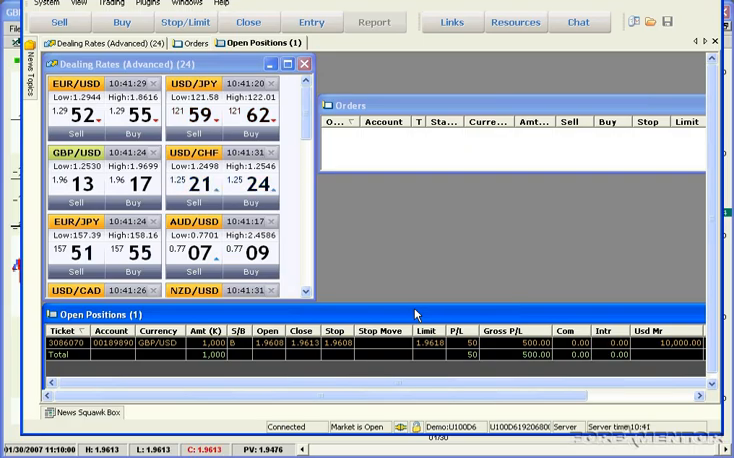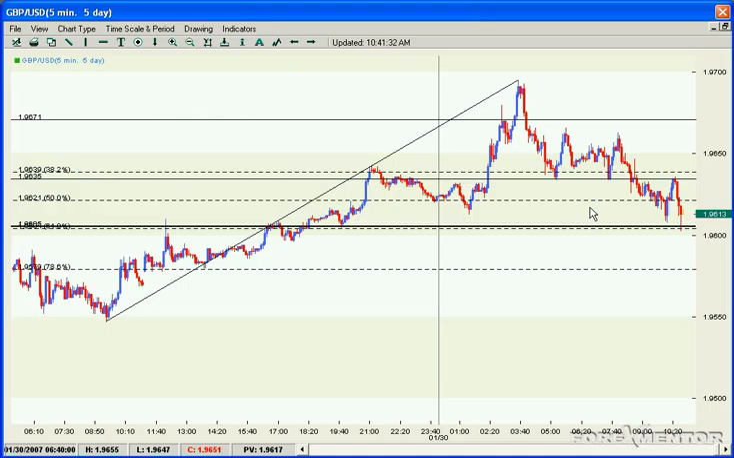So obviously right now we could close this out with a profit if we wish, but I'm not going to worry about that. 2 pips is not the end of the world, and let's just see if we can get our 10 pips on here, and I'll be back to you shortly.